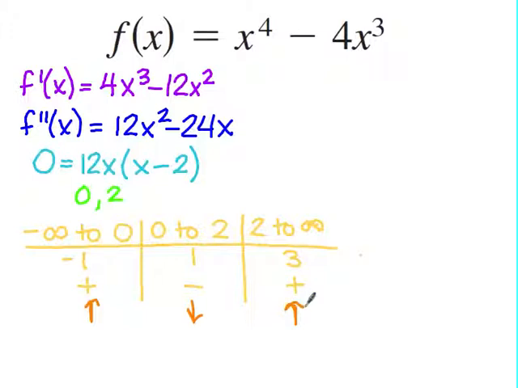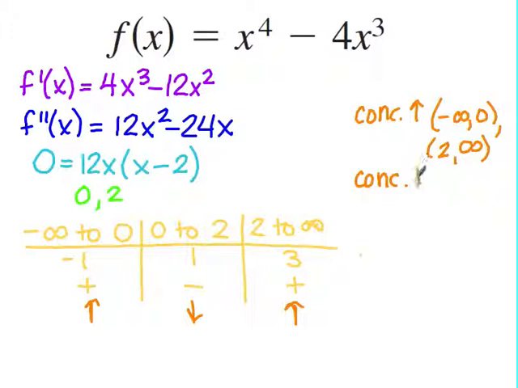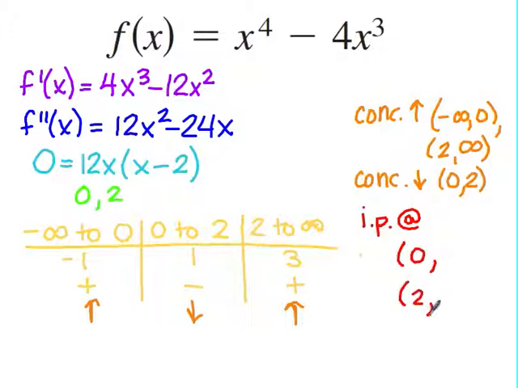Okay. So I know it's concave up in two locations, from negative infinity to 0, and from 2 to infinity. Oops. Try that infinity sign again. And it's concave down from 0 to 2. I got two inflection points. Where are the two inflection points going to be at? 0 something and 2 something. 0, 0? Yep. And 2 what? Negative 16. Good. So there you go.